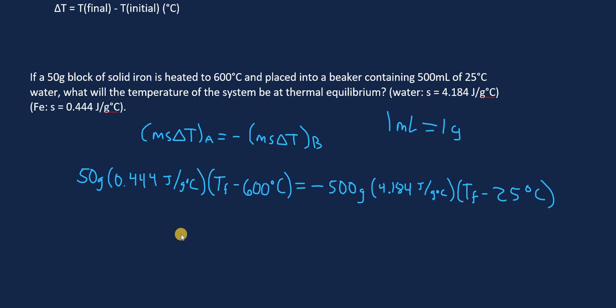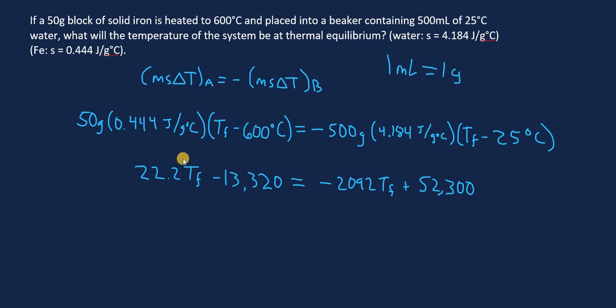So now what we want to go ahead and do is start distributing this stuff algebraically. The first thing I would do is multiply 50 times this specific heat here, multiply negative 500 by this specific heat here, and then distribute that number to Tf and your number for T initial. And that will give us something to work with, because ultimately we're simplifying down to solve for Tf. So if you go ahead and do that, you should get 22.2 Tf minus 13,320 on this side, and you should get negative 2,092 Tf plus 52,300 on this side.